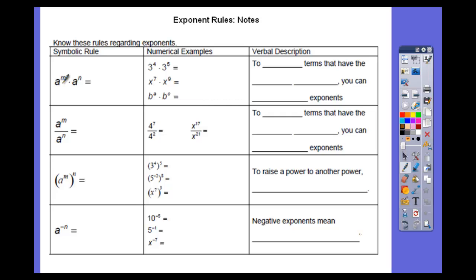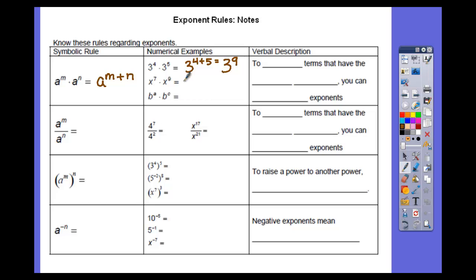We're going to take a look at this first one, a to the m power times a to the n. When you have the same base, a, then what you do is you just add the two exponents, like so. So like these examples, 3 to the 4th times 3 to the 5th, the base stays the same, the 3. 4 plus 5 is equal to 3 to the 9th. Okay?